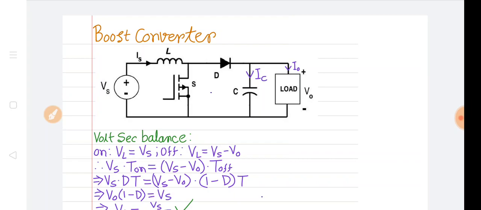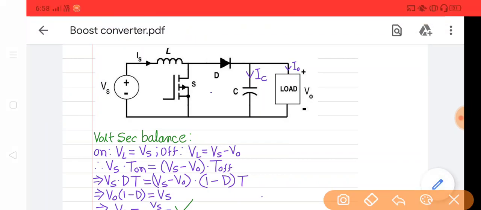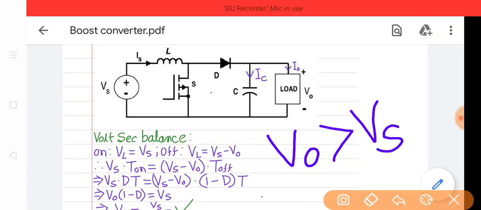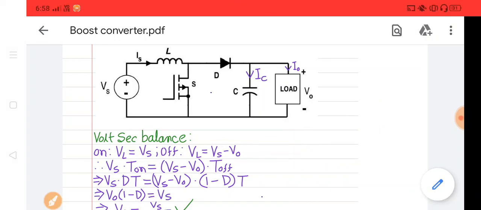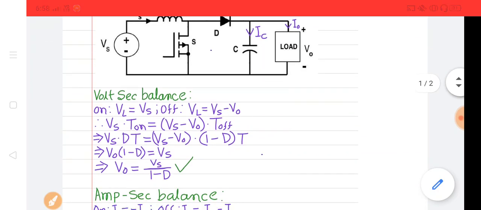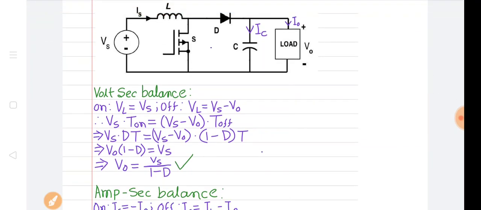In the GATE examination and in any other competitive examination, the questions are frequently asked from the topic of boost converter. So I already told you boost converter is used to step up the output voltage. So obviously the output voltage VO will be greater than the supply voltage VS. So how we can get this concept from the volt second balance?